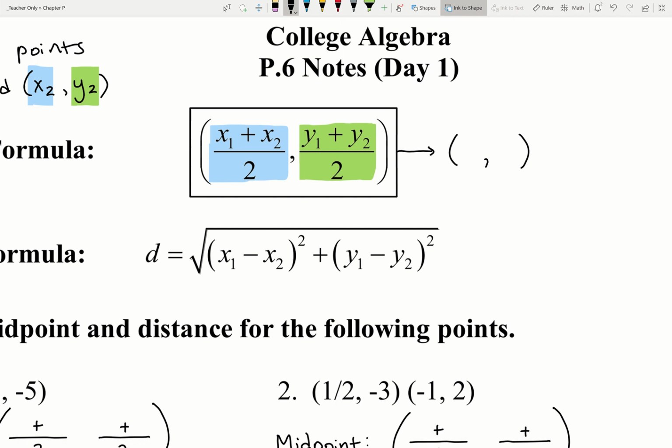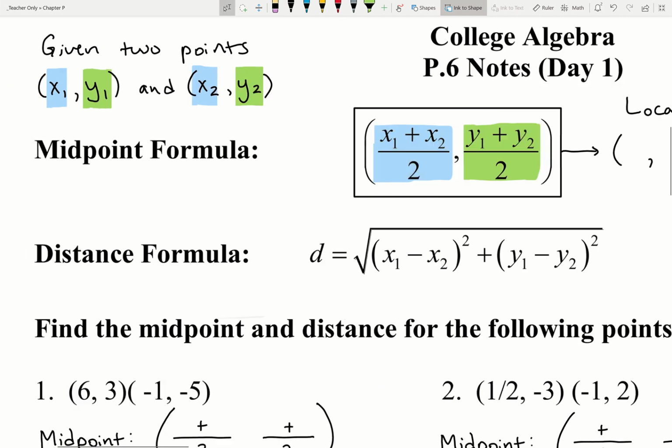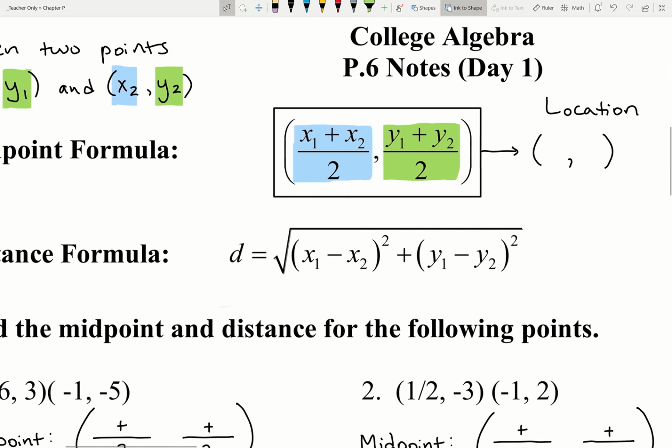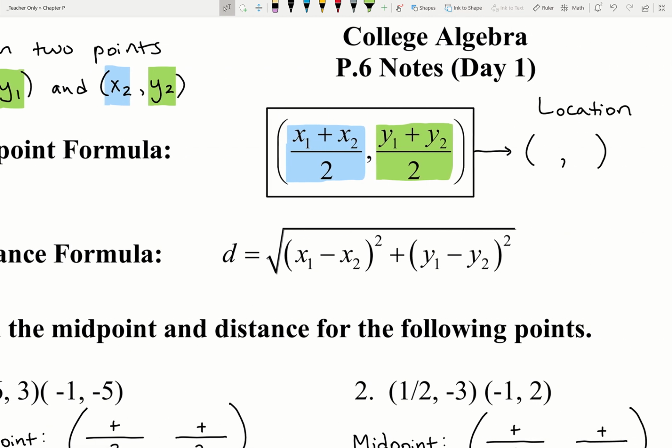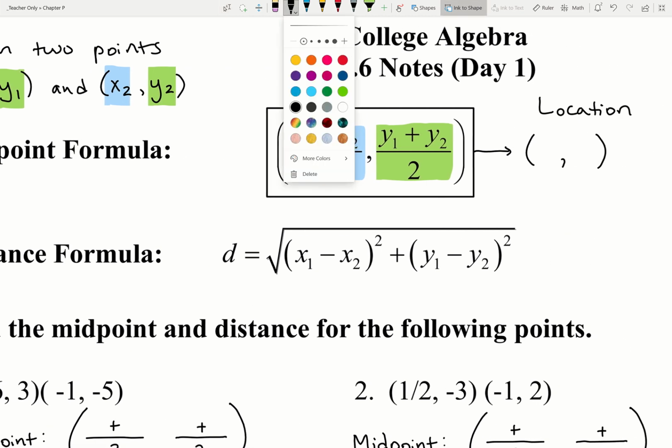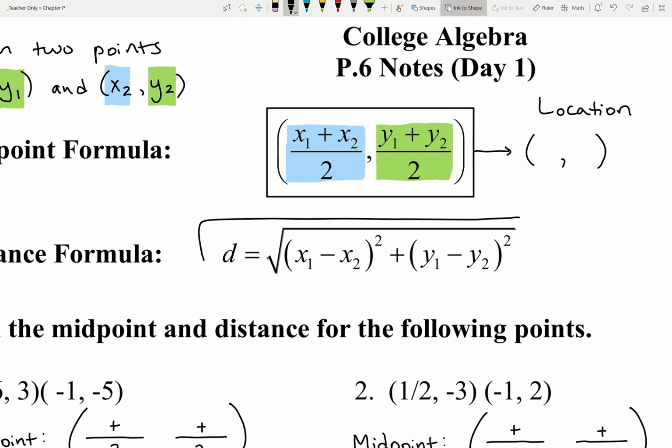And just like all coordinate points, what you're really calculating here is a location. Coordinates start at the origin and you use them to get to where you're going. That is a location, and that's what you're calculating when you do midpoint. When you're doing a distance formula, you're calculating something a little bit different. You're calculating how far the 2 points are from each other in the coordinate plane.